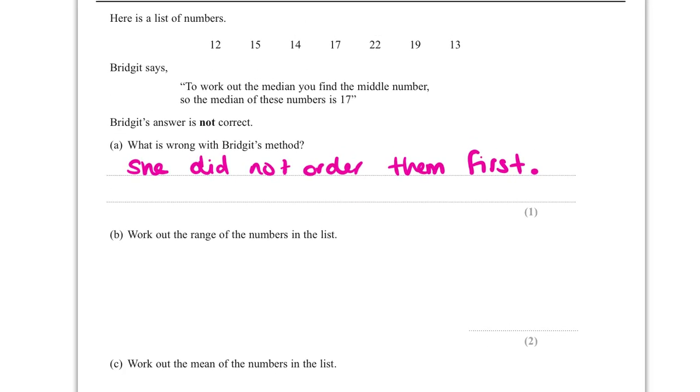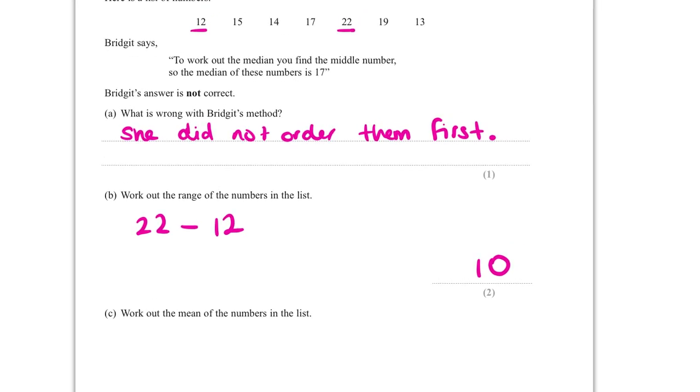Part B, it says work out the range. Now the range is the biggest minus the smallest. So I have 22 minus 12, which equals 10. Perfect.